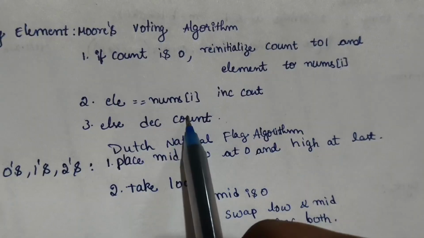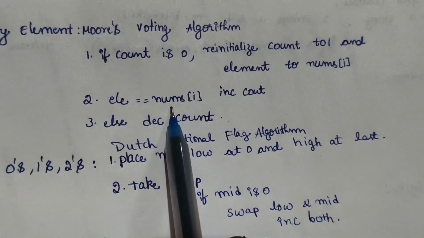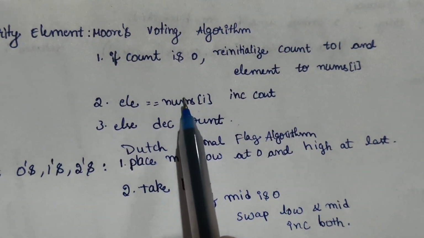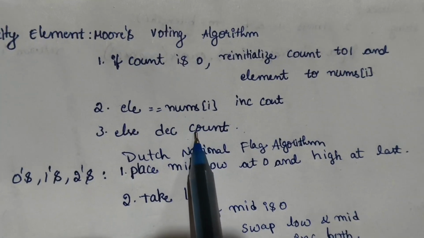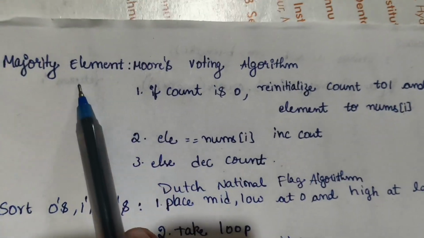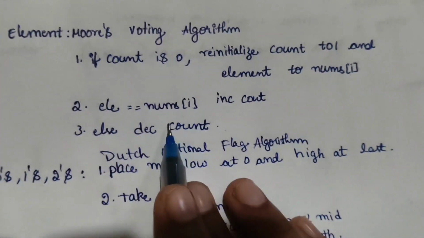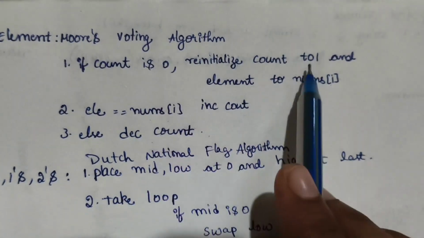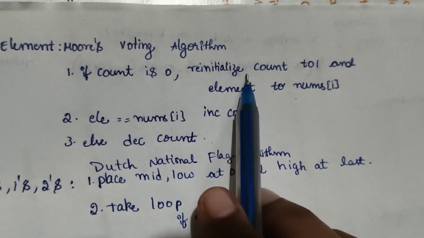Now we will traverse through the array, and if the element which we have taken is equal to the array element, we will increment the count. If it is not equal to the array element, we will decrement the count. These are the two important steps. Here the condition of a majority element is it should be present in the array greater than n by 2 times. So when the count becomes 0, we will reinitialize it to 1 and we will initialize the element to the next element of the array. This is the important step.